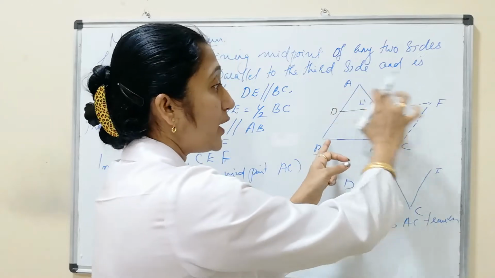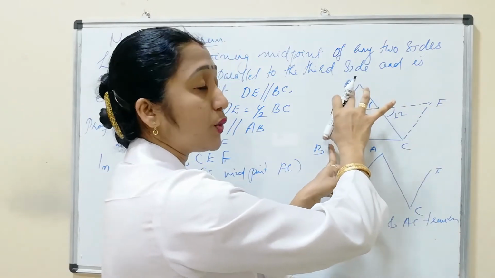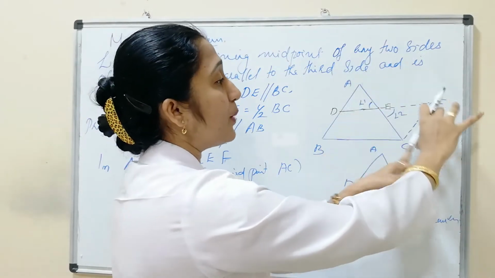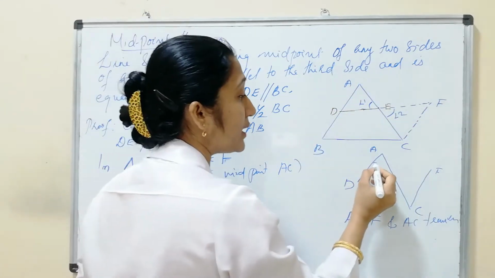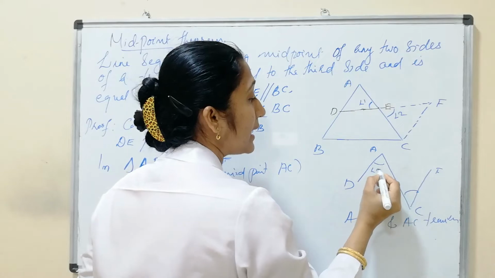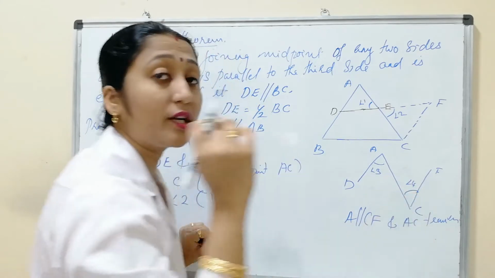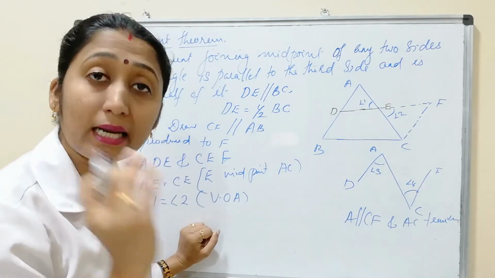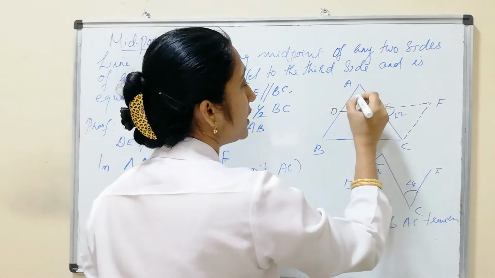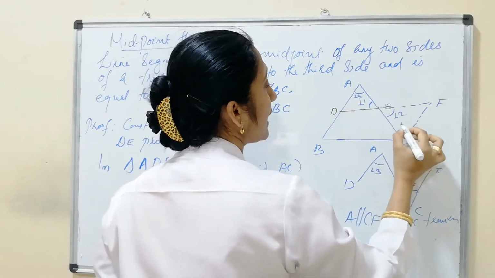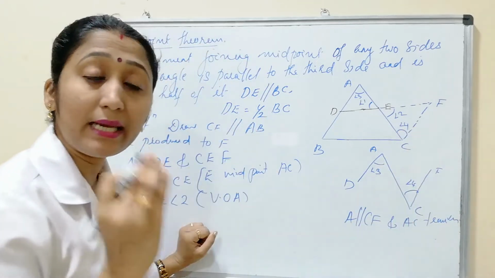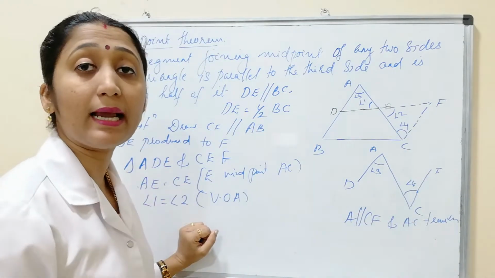Why? We already drew CF parallel to AB. That means AD is parallel to CF. Then AC is a transversal. What are these two angles? That is, angle 3 and angle 4 are alternate interior angles, and they are equal. So this is angle 3 and this is angle 4.